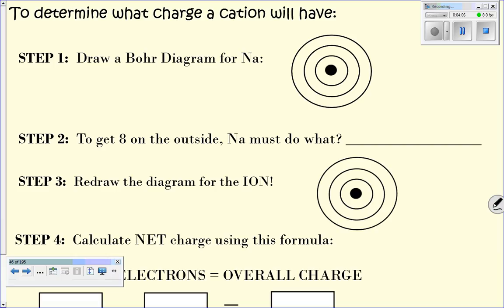Now, these will help us to determine the charge that an ion will have. So we have 2 types of ions, cations and anions. Cations are positive ions, and we're going to talk on this slide about how those form. So if we drew first a Bohr diagram for sodium, whose configuration is 2, 8, 1.